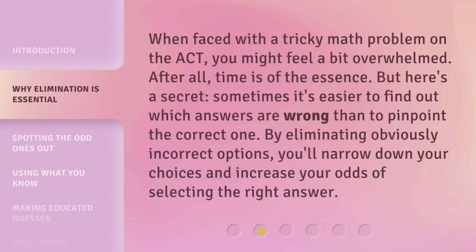When faced with a tricky math problem on the ACT, you might feel a bit overwhelmed. After all, time is of the essence. But here's a secret. Sometimes it's easier to find out which answers are wrong than to pinpoint the correct one. By eliminating obviously incorrect options, you'll narrow down your choices and increase your odds of selecting the right answer.